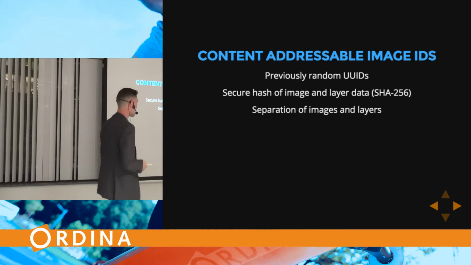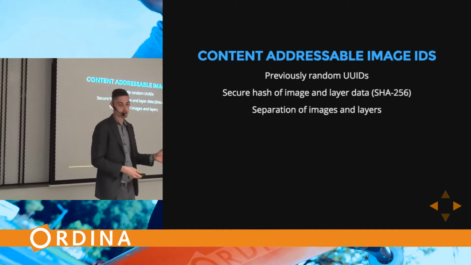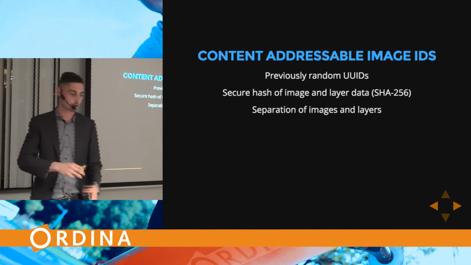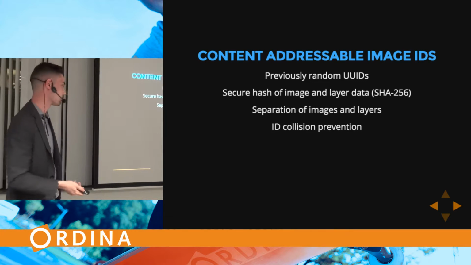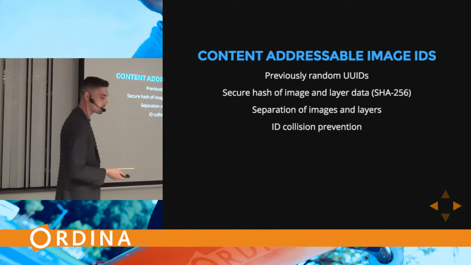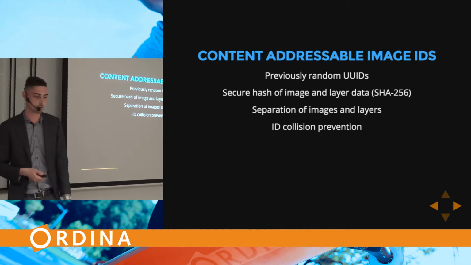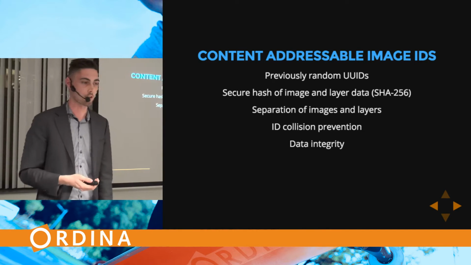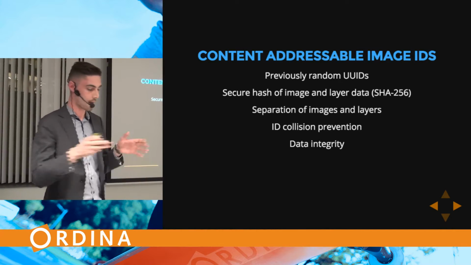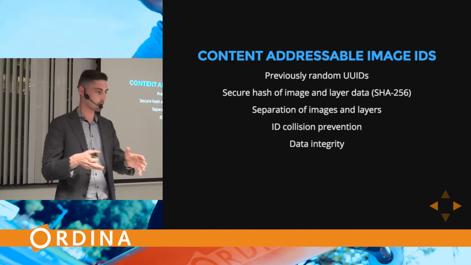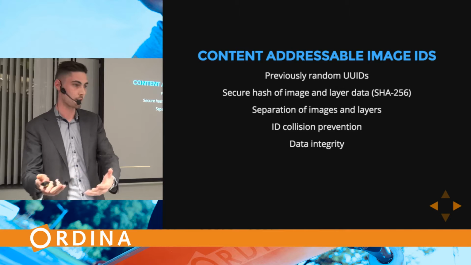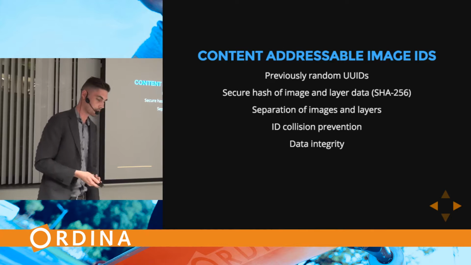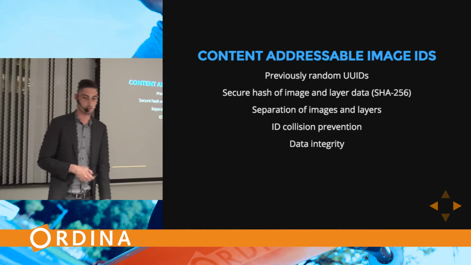Because of this, they also separated the images and the layers. Before 1.10, the image and the layers were kind of together. Like I said before, there used to be sometimes a problem with IDs colliding, so they fixed that now. And of course, you're going to have better data integrity, because if you get the hash based on the content, then when you download or push the image, you can check, hey, is it still the same as how it was downloaded or uploaded? So you're going to have better data integrity.